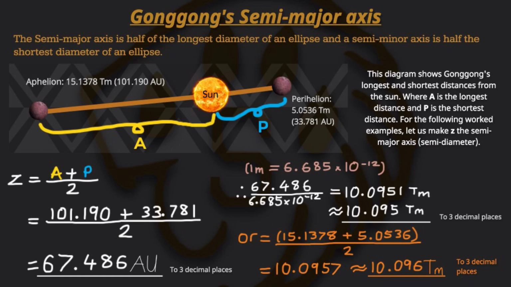67.486 astronomical units. And we should know by now that 1 astronomical unit is equal to the distance from Earth to the sun. So that's the astronomical unit. And we can also express 1 meter in terms of astronomical units, which will be equal to 6.685 by 10 to the power negative 12 astronomical units. So for us to convert to meters or terameters, as we're going to do here, we just divide that 67.486 by the 6.685 by 10 to the power negative 12, which is the conversion rate for the astronomical units to meters.